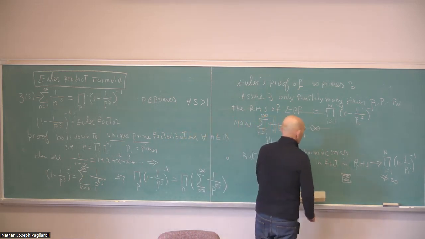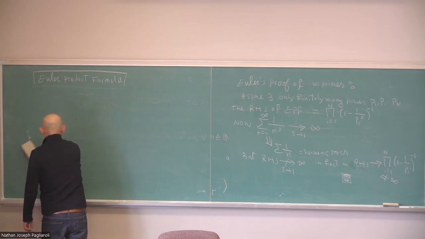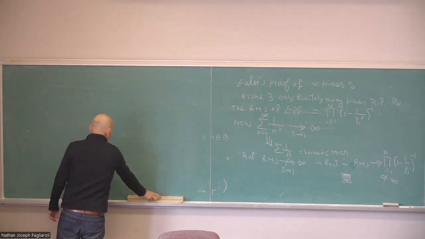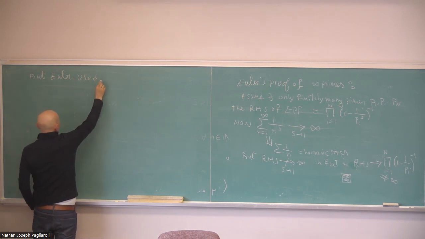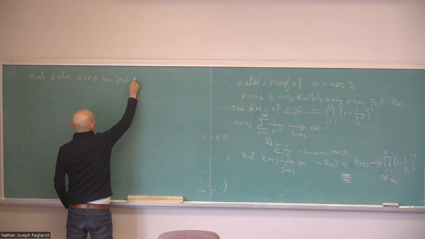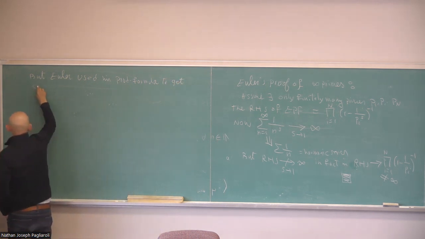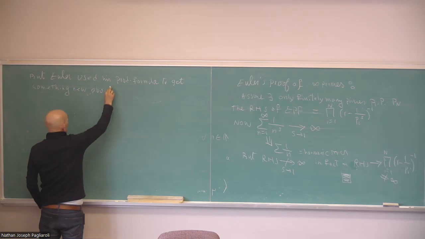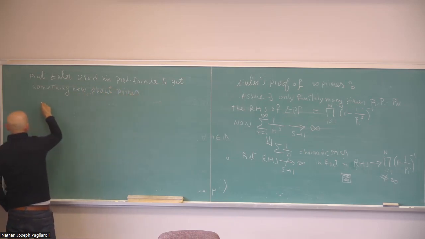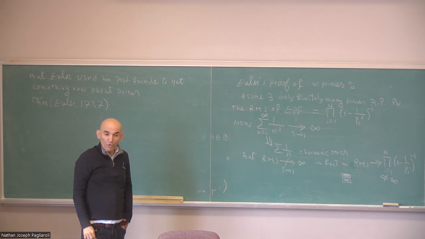Now, let me tell you what was new. What Euler used is the product formula to get something new about primes. In fact, he proved the following theorem in the same paper, which is Euler 1737. He proved that the sum of reciprocals of primes is infinite.